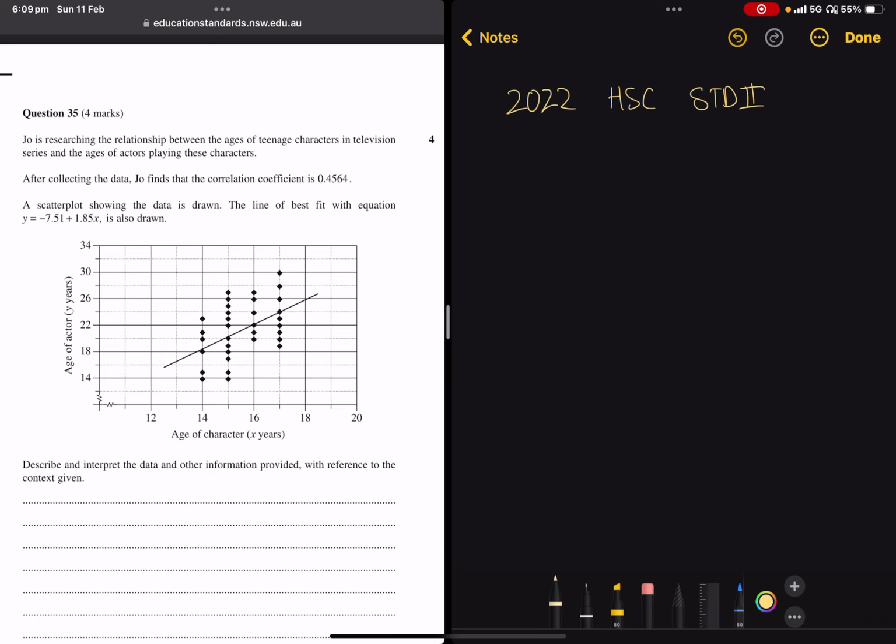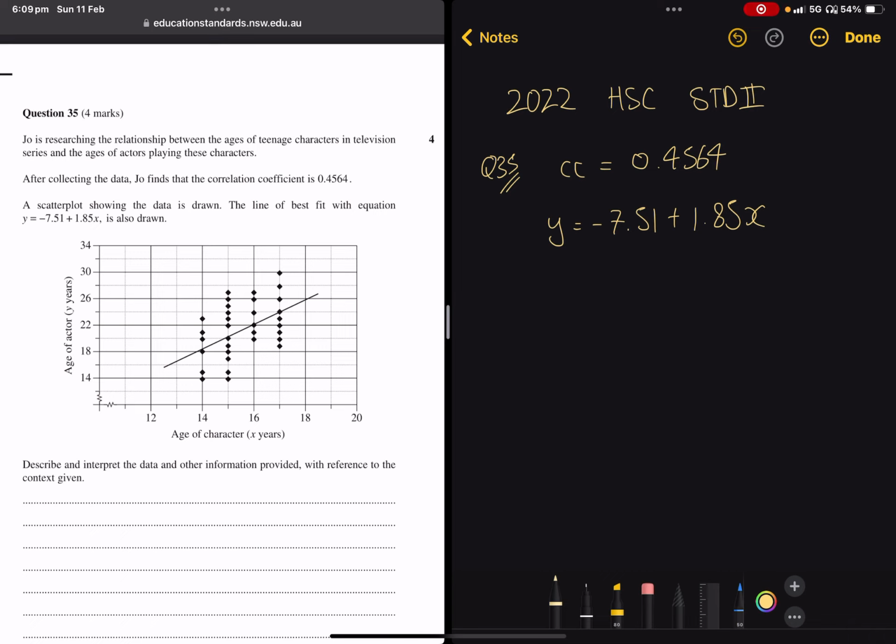After collecting the data, Joe finds the correlation coefficient. So we're told in question 35, the correlation coefficient, which we'll call CC, is 0.4564. A scatter plot showing the data is drawn. The line of best fit is y equals minus 7.51 plus 1.85 times x. And the line of best fit is plotted. Describe and interpret the data and other information provided with reference to the context.